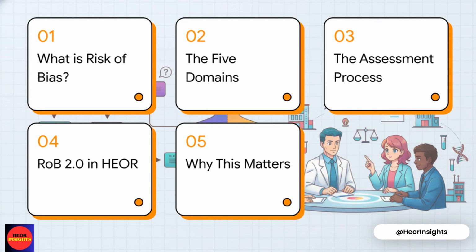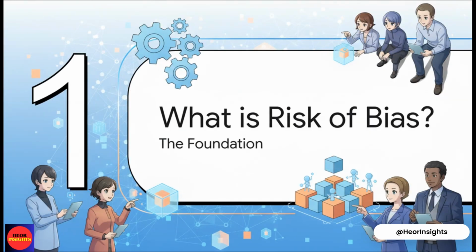All right, here's what we're going to cover. We'll start with the basics. What is risk of bias? Then we'll break down the 5 key domains the tool looks at. After that, we'll walk through the actual assessment process, see how it plays out in real-world HEOR work, and finally, wrap up with why mastering this is so important for your career. Okay, let's get started. Section 1.